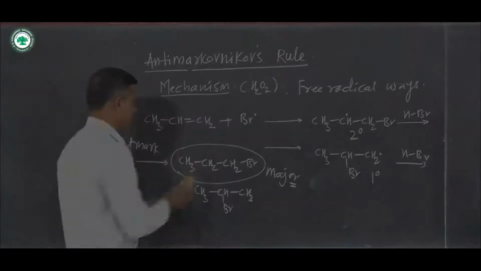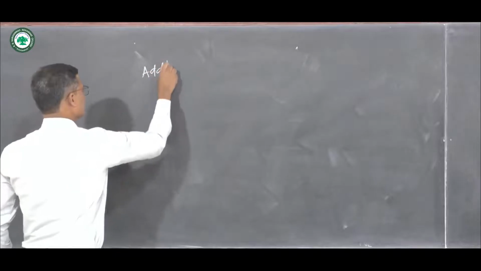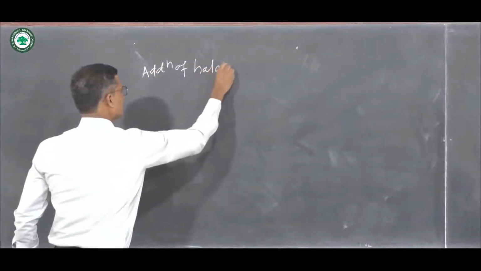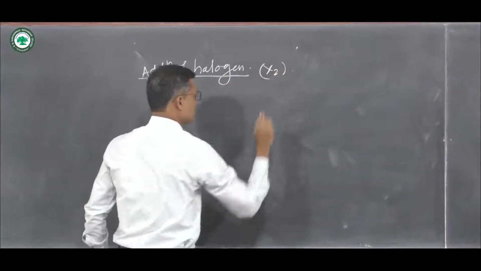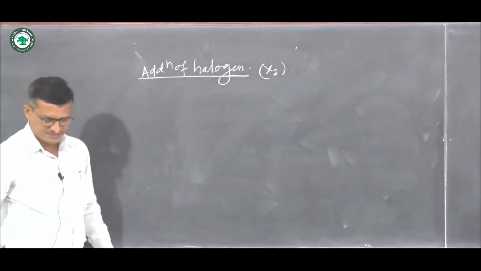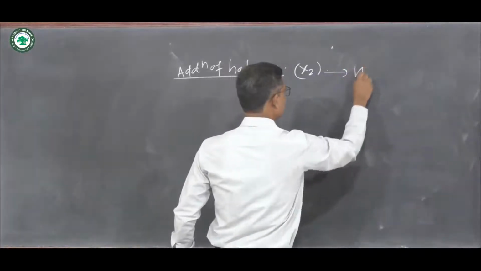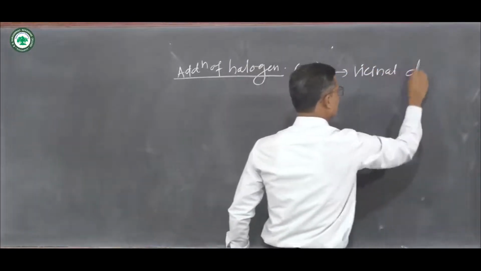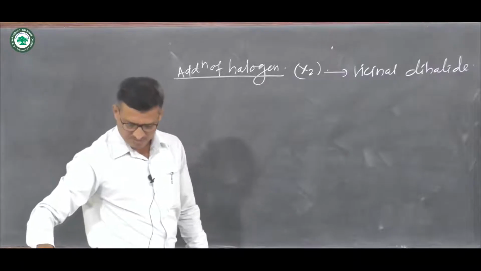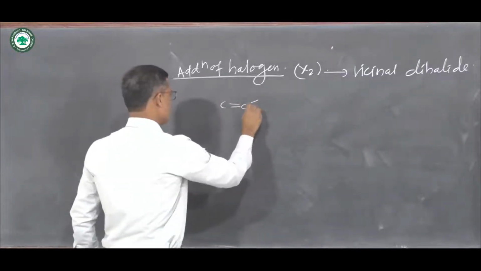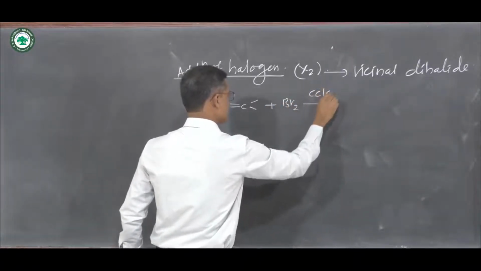Then we take a next example, and there is another example, addition of halogen. The addition of halogen means X2. The addition of Br2 or addition of Cl2. Then there is a formation of vicinal dihalide. Vicinal dihalide. We take one simple example. Suppose this is a carbon-carbon double bond. It reacts with Br2 in presence of the inert solvent CCl4.